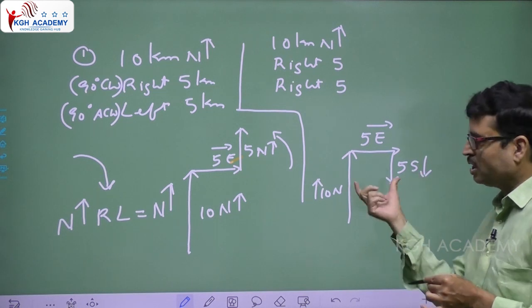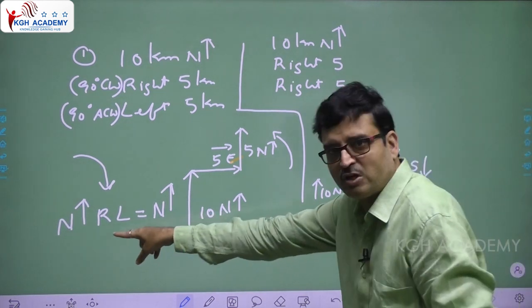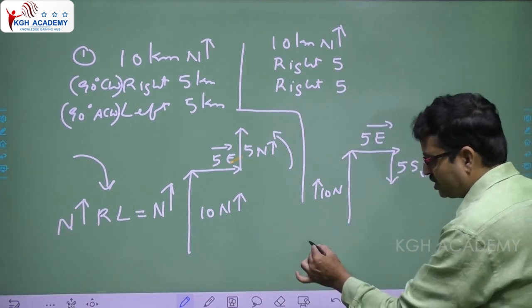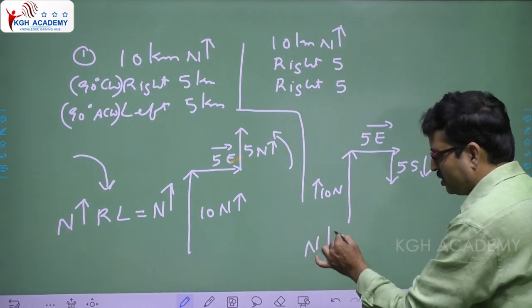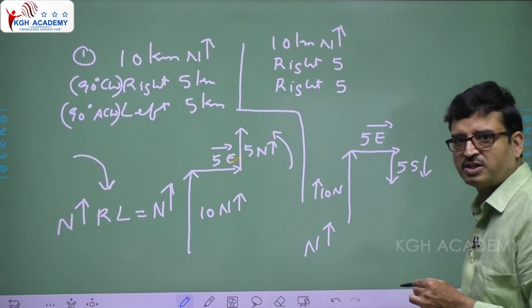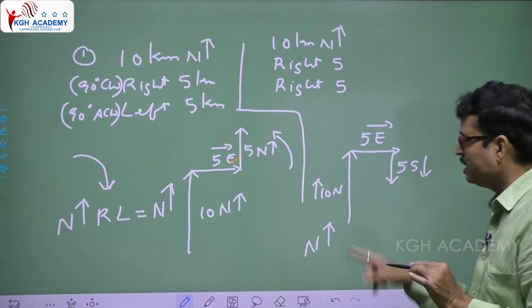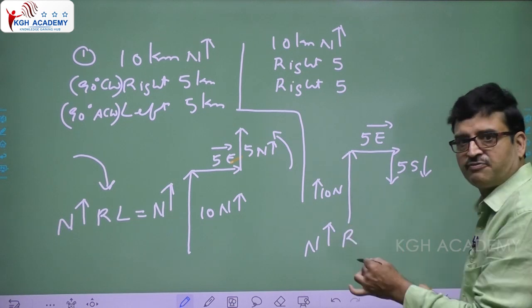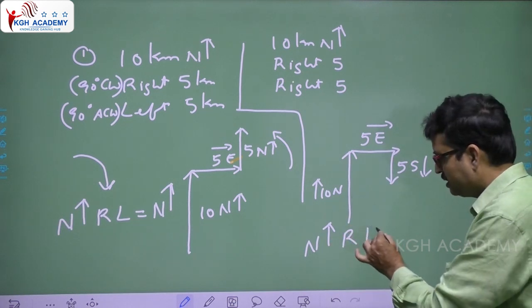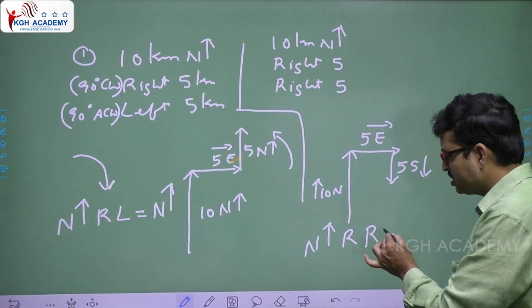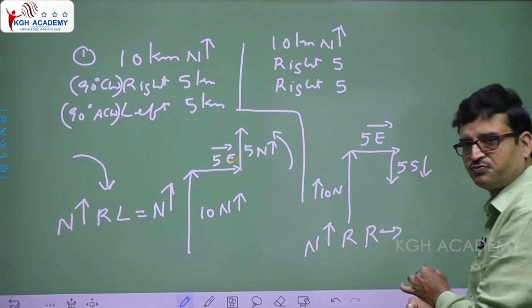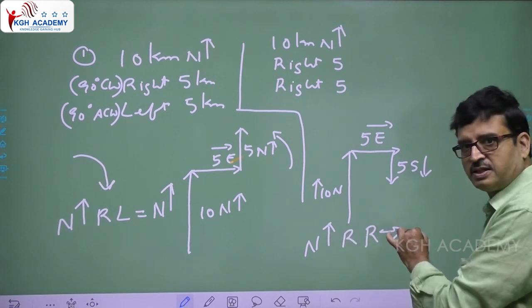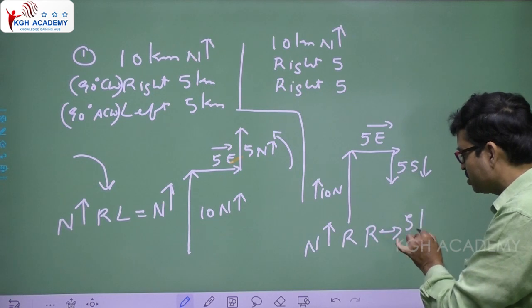Am I clear? So now if I put it like this, see, initial direction is what? North. Let us not bother about the distance. I told you, let us not bother about the distance. Now see, he turned right. Again after that, he turned right. And finally, which direction is he facing now? Opposite direction. Can you say that? Opposite direction.